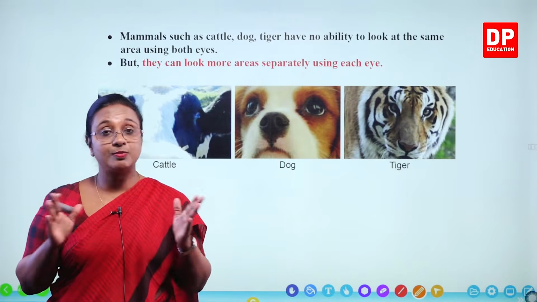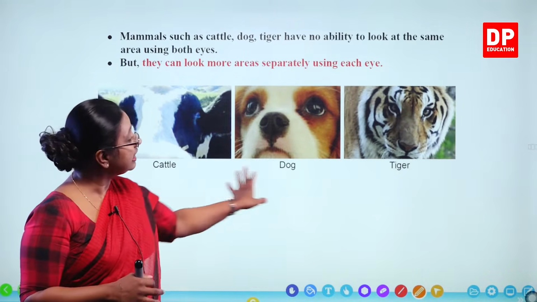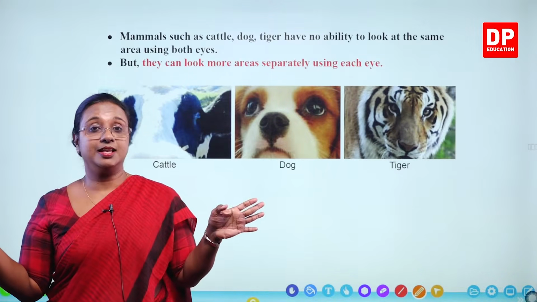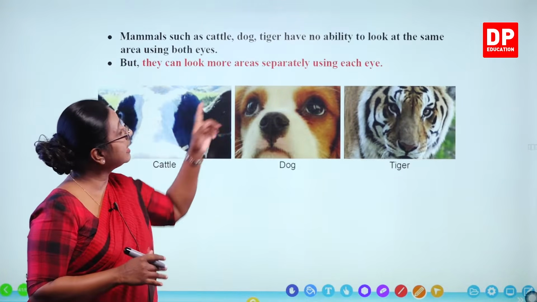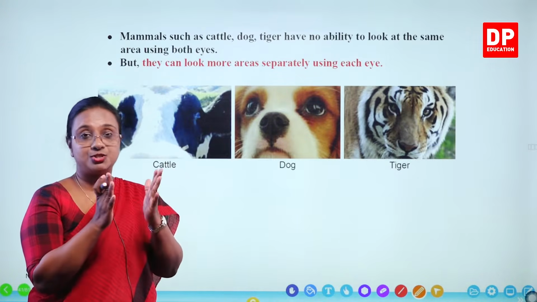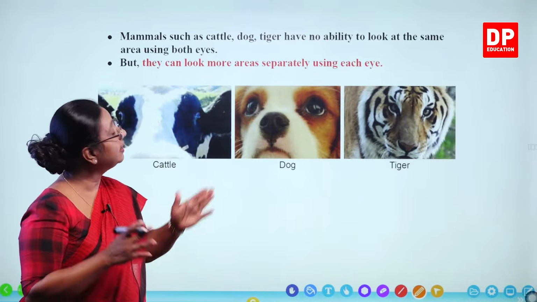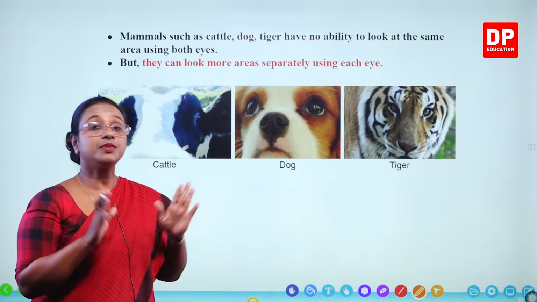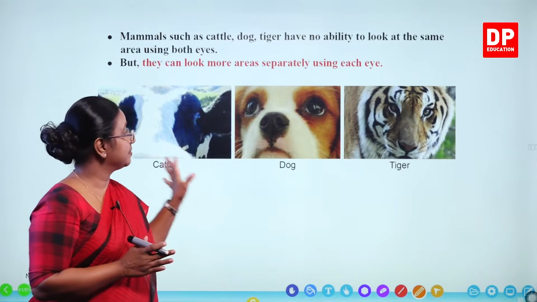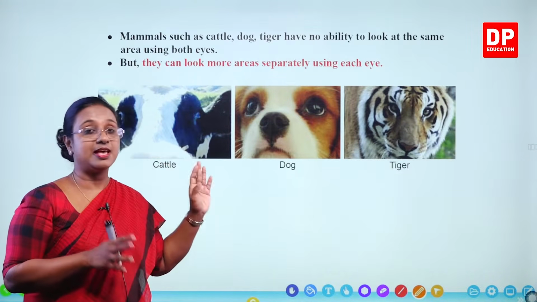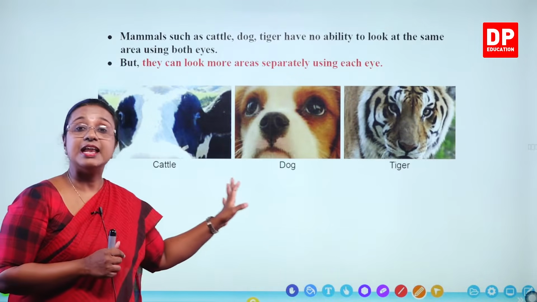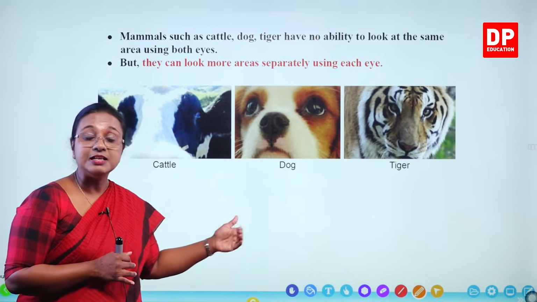That is what we call binocular vision. But here, these animals look at the areas on either side. So they can't see the same area with both eyes, or they see only a small area with both eyes together. But they can look at areas separately. So that is the difference. You are all familiar with this because you have seen all these animals and you know how their eyes are. So now we will try to understand this binocular vision in a little more detail.